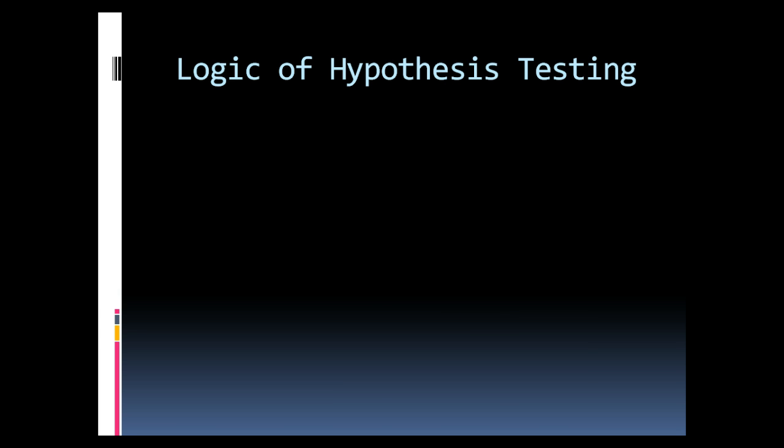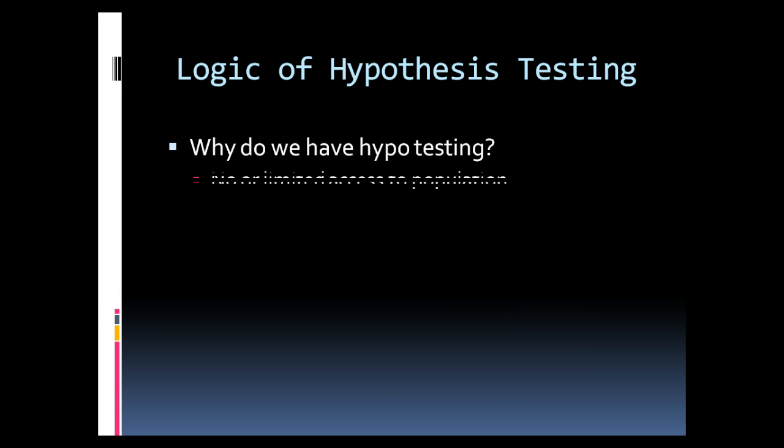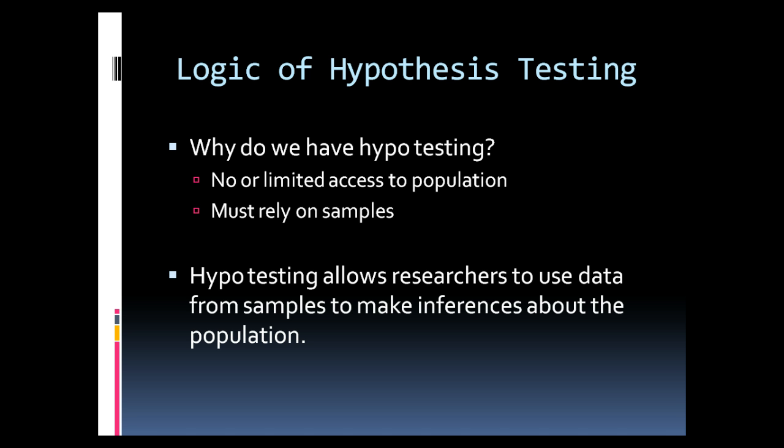Okay, this is the Introduction to Hypothesis Testing chapter, otherwise known as hypotesting, just to say it quicker. First, what's the logic of hypotesting? Basically, that we have no or limited access to the population. So we don't have access to the population, so we have to rely on samples. So it allows us as researchers to use data from samples to make inferences about the population, which is more often the case than not because it's difficult to get population data.